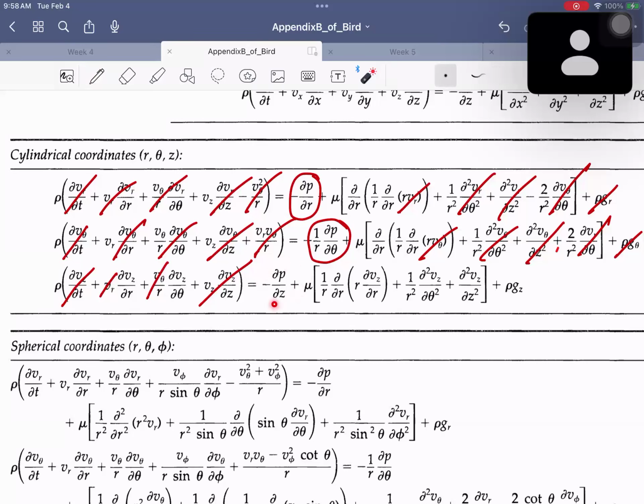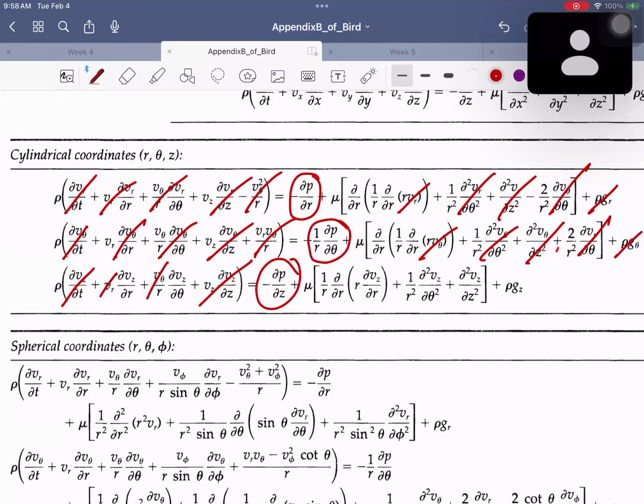Next, on the right-hand side, dP by dz, does pressure change in z direction? Not sure. Okay, not sure, that's good. Just leave it. But in this case, pressure changes in z direction, okay?